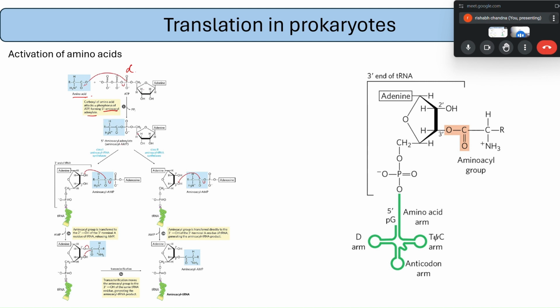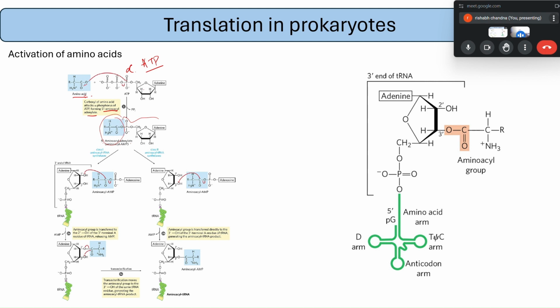So how does this happen? First ATP basically attacks the amino acid. So ATP is bound to the amino acid in the form of 5 prime amino acyl adenylate. Okay, so this is the adenylate group, and here the amino acid is attached. Now here comes the role of the amino acyl tRNA synthetases.